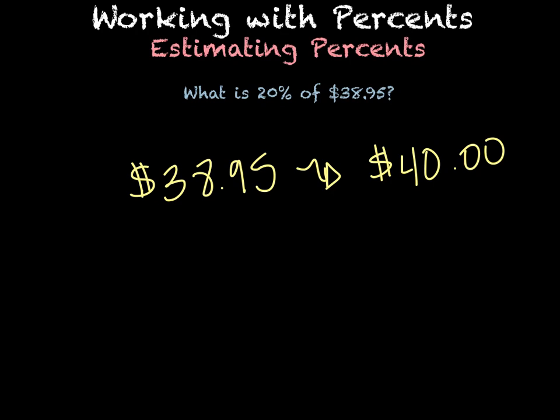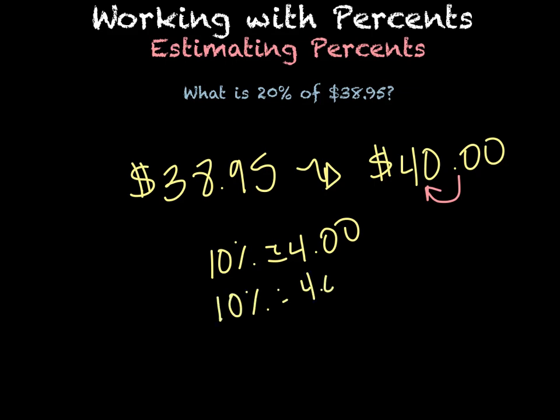I know 10% of $40 is $4, because all I need to do is move the decimal one place in $40 to the left, which is equal to $4. So 10% of $40 is $4. And then we could double that, right? You know that another one would be another $4. And so 20% would be equal to $8.